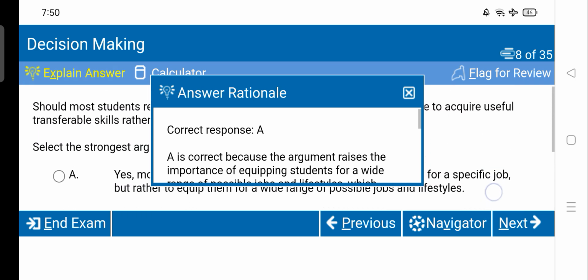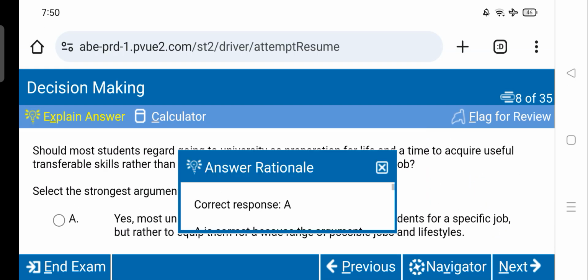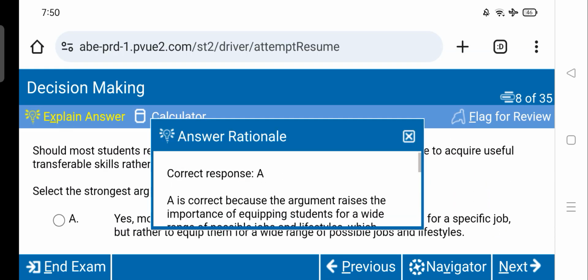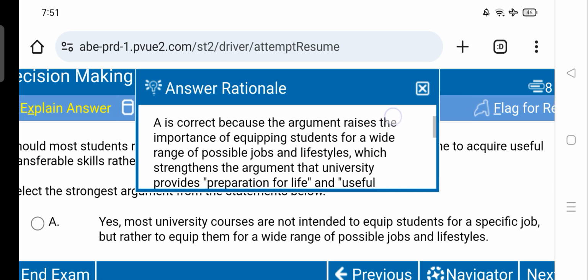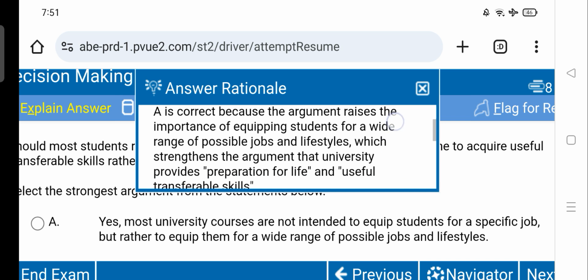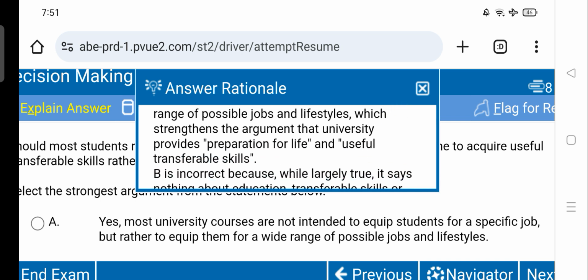So option A is correct because the argument raises the importance of equipping students for a wide range of possible jobs and lifestyles, which strengthens the argument that university provides preparation for life and useful transferable skills.